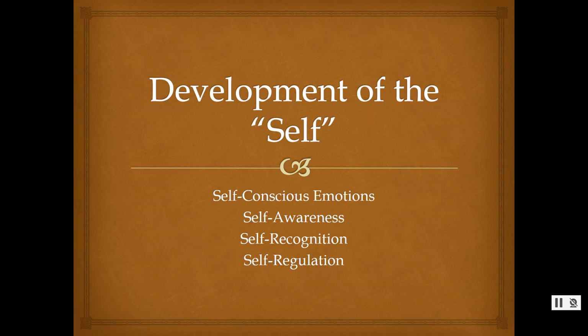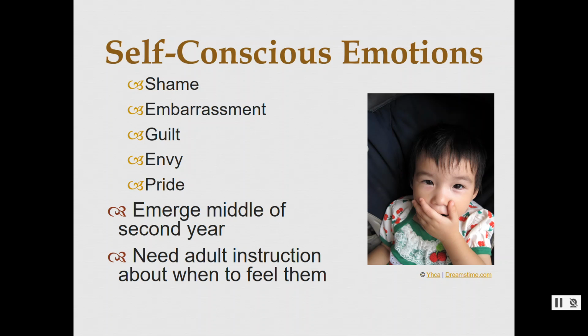All right, more about the self. We'll look at a little bit about awareness, recognition, and regulation. First, self conscious emotions. Again, we talked about shame and doubt. This is typically the age that children start to feel those emotions and don't really know what's happening. Maybe their face is turning bright red and they're getting embarrassed. So sometimes, if an adult notices this is happening, they can guide them through those emotions.